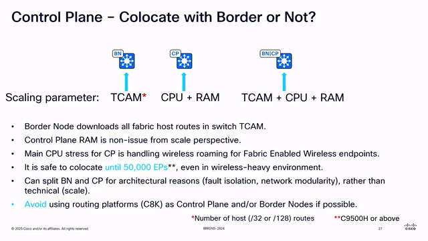So it's safe to collocate up until 50,000 endpoints. And again, this is the tested, validated number. If you have more, it might also be possible. Again, you need to get approval from the SDA Design Council. You can still split it if you really want to, for fault isolation, network modularity, non-scaling reasons.